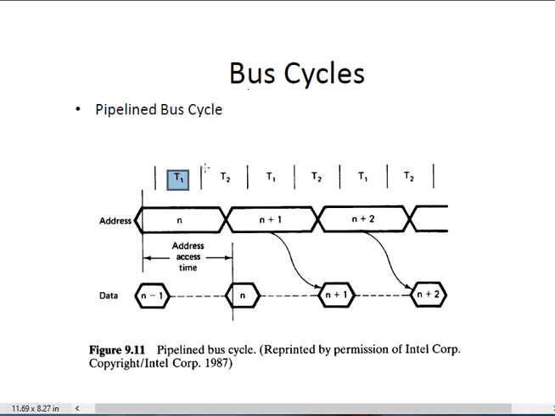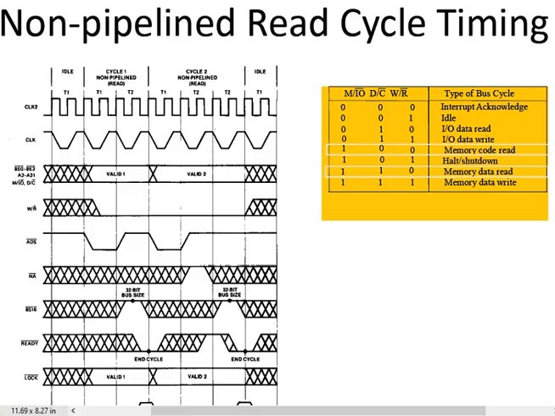At the end of the T1 T state of the address bus, at the T2 T state, the data for the current operation will be loaded on the data bus, and at the same time the address bus will be loaded with the next operation address. So the same will be carried out, meaning here data and addresses overlap, and that's why this is known as what? Pipeline bus cycle.